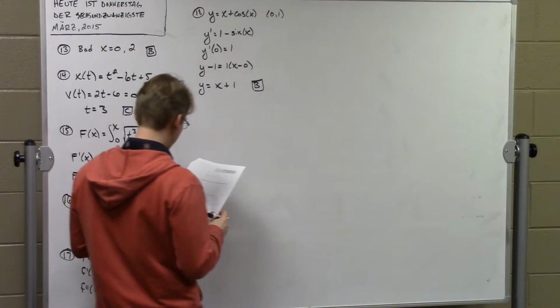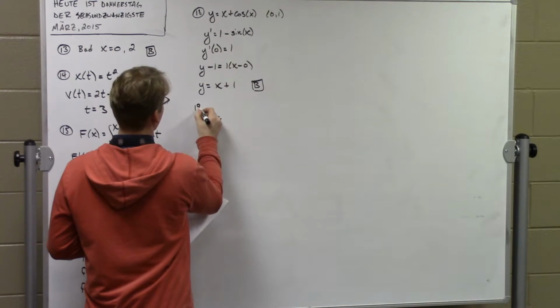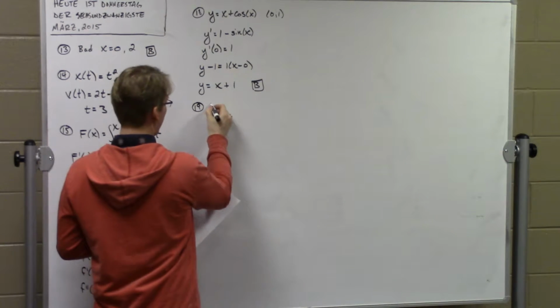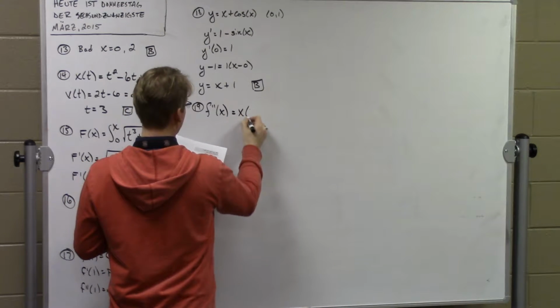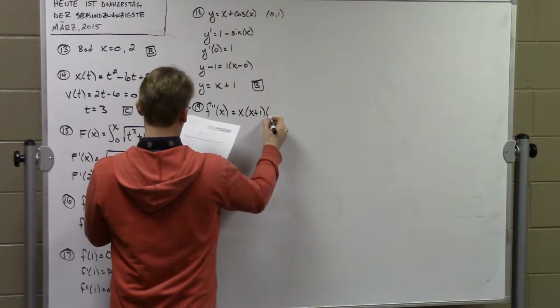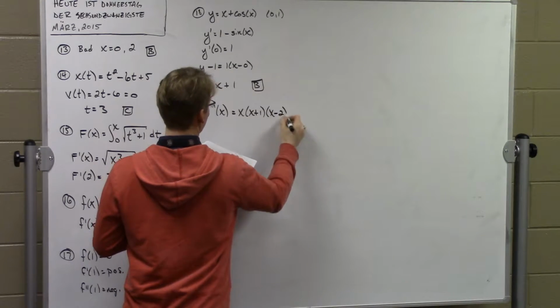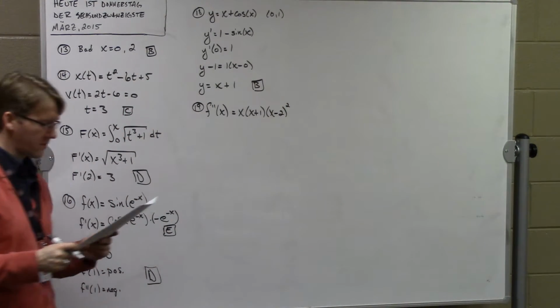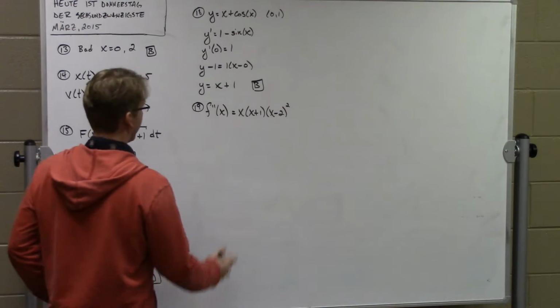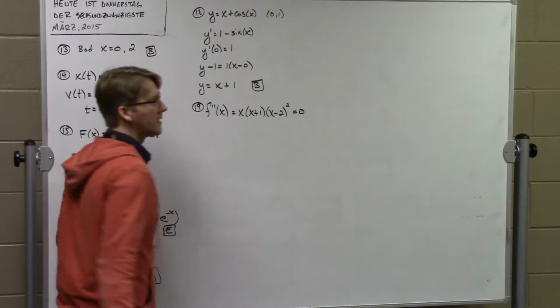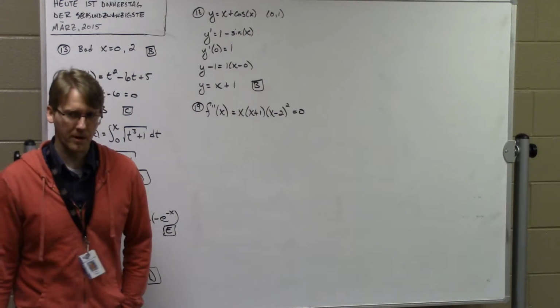Amazing. Oh sweet, let's see how many of you get this one wrong. So f double prime is equal to x, x plus 1, and x minus 2 squared. The question is, dear children, where does f have points of inflection? So let's set it equal to 0. They were kind enough to start me at f double prime, that was sweet.